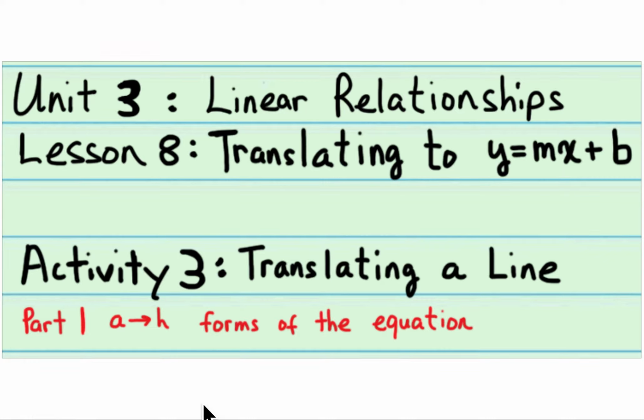This is lesson 8, translating to y equals mx plus b. This is activity 3, translating a line. And I'm going to break this activity 3 up into 2 parts because I'm going to go into more detail than what the authors expect us or me to do as a way of reviewing some things that we've done in the past. So this is part 1, which is translating line A to line H, and then looking at different forms of the equation for line H.